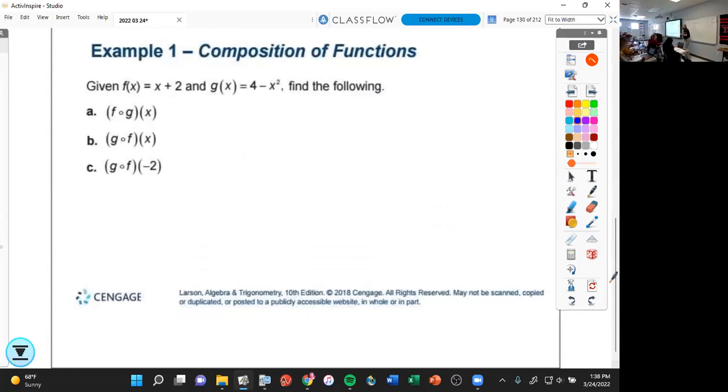Okay. Here are three problems. I have two functions. f of x is equal to x plus 2. g of x is equal to 4 minus x squared. And we're going to answer 4 questions based on this.